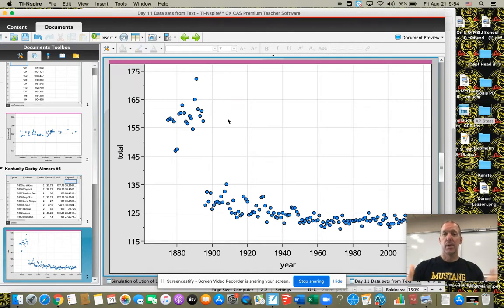The length of the race changed from 1895 to 1896. So that's what you're seeing here, that gap, because the length of the Kentucky Derby actually changed. These are actually two different races because this is a longer race than this one. So obviously it took longer because it was a longer race than this one was.